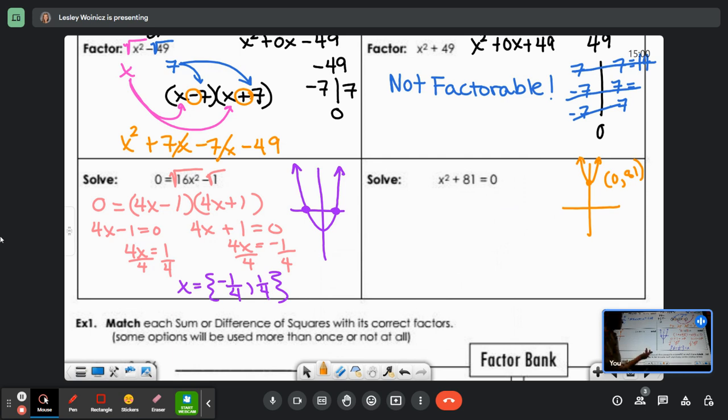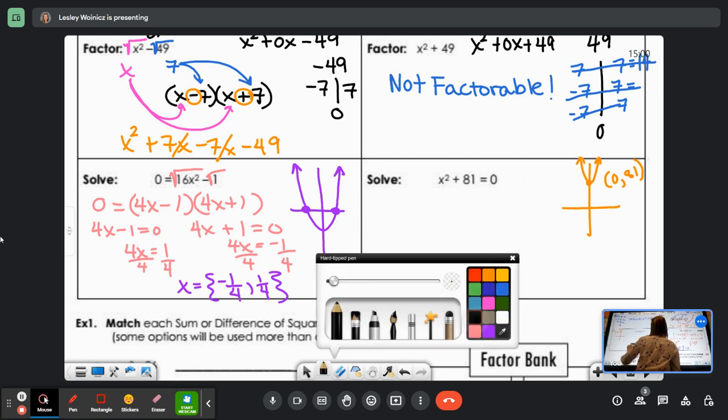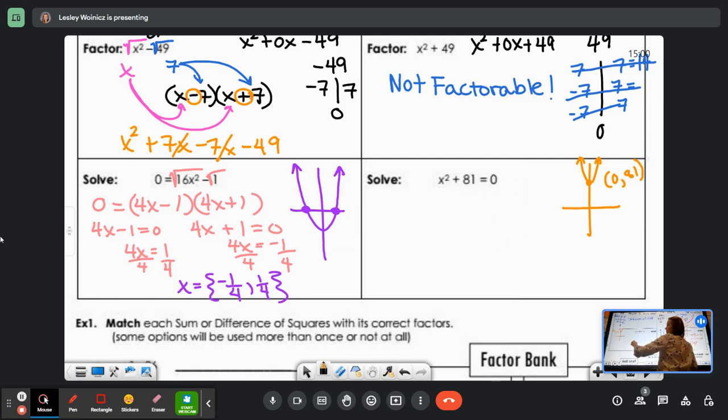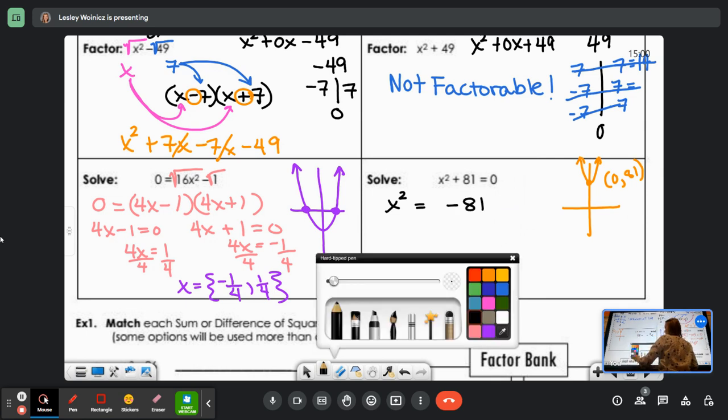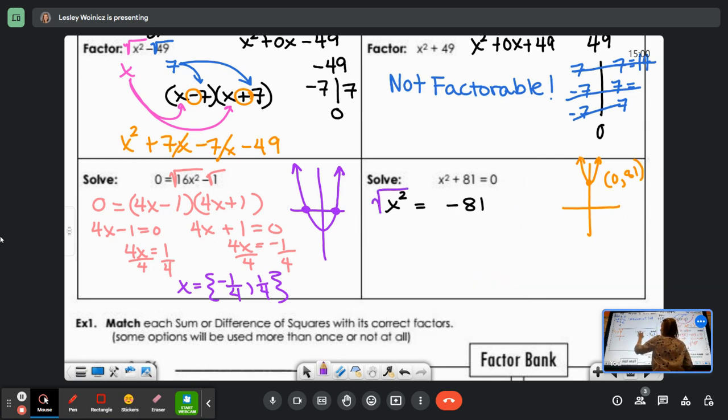No. Okay, so let's remind ourselves what happens when we try to solve this. All right, can we use the square root method on this one? Get the x squared part alone. So then we'll have x squared equals negative 81. And let's do square root, plus minus. What happens when we have a negative under the radical? All right, ask your calculator what the square root of negative 81 is. She's gonna say error. I'll do it too.